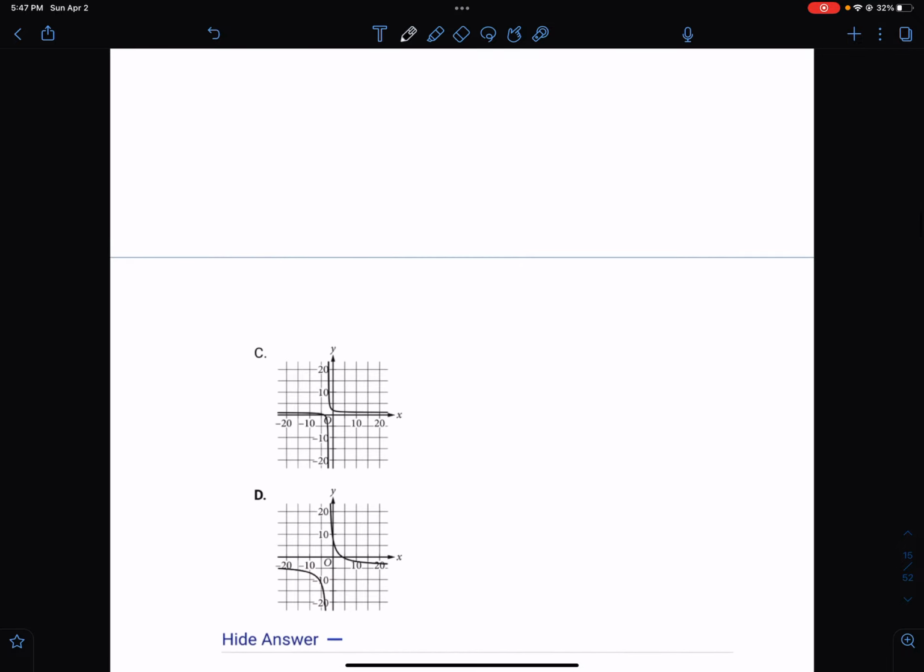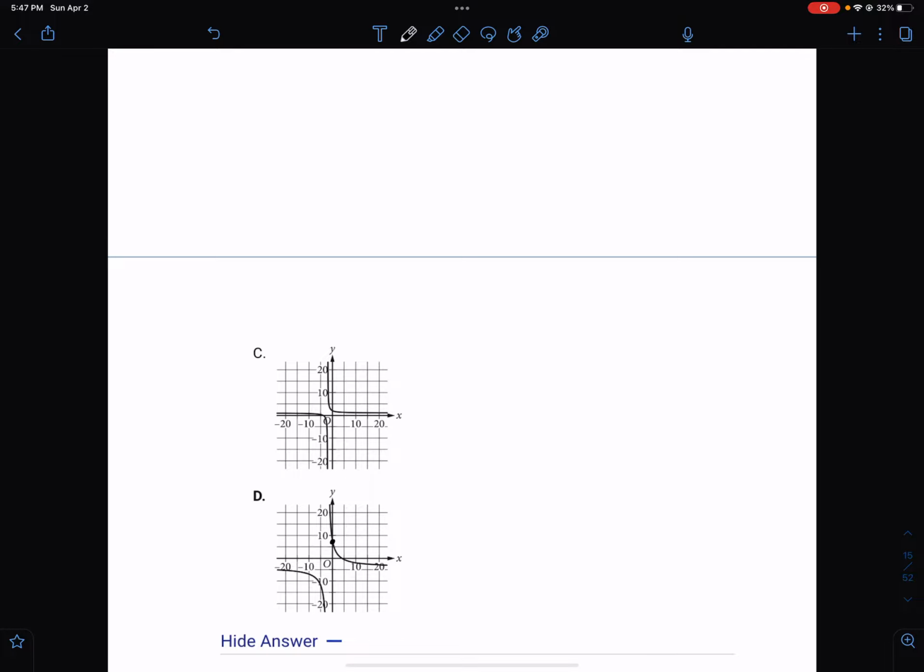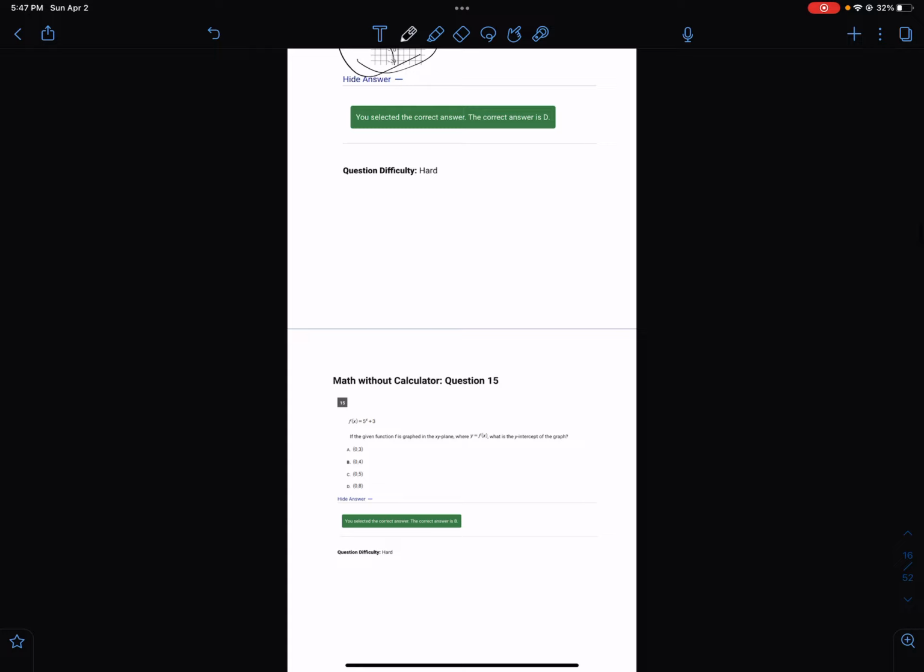Oh, 14. Oh, it does go through. Oh, D. This answer choice. D, I'm sorry. D is correct. All right. Let's take a look at this one.